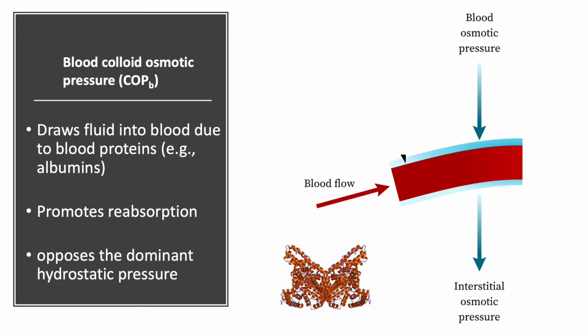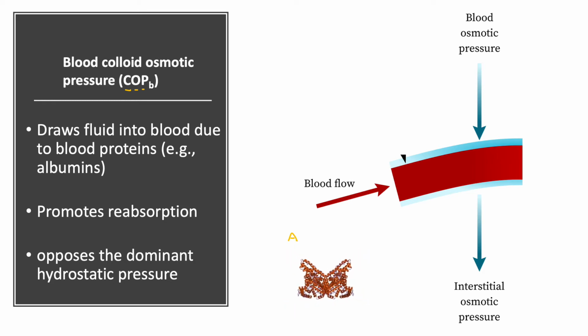There are two colloid osmotic pressures we need to discuss, and we'll start with blood colloid osmotic pressure. So we can see COP for colloid osmotic pressure, and then a sub B for blood. And this is the force that's going to drive fluid into the blood due to the presence of proteins. So for example, we have this protein here, albumin. Okay? Albumin is a protein that helps keep fluid within the bloodstream.